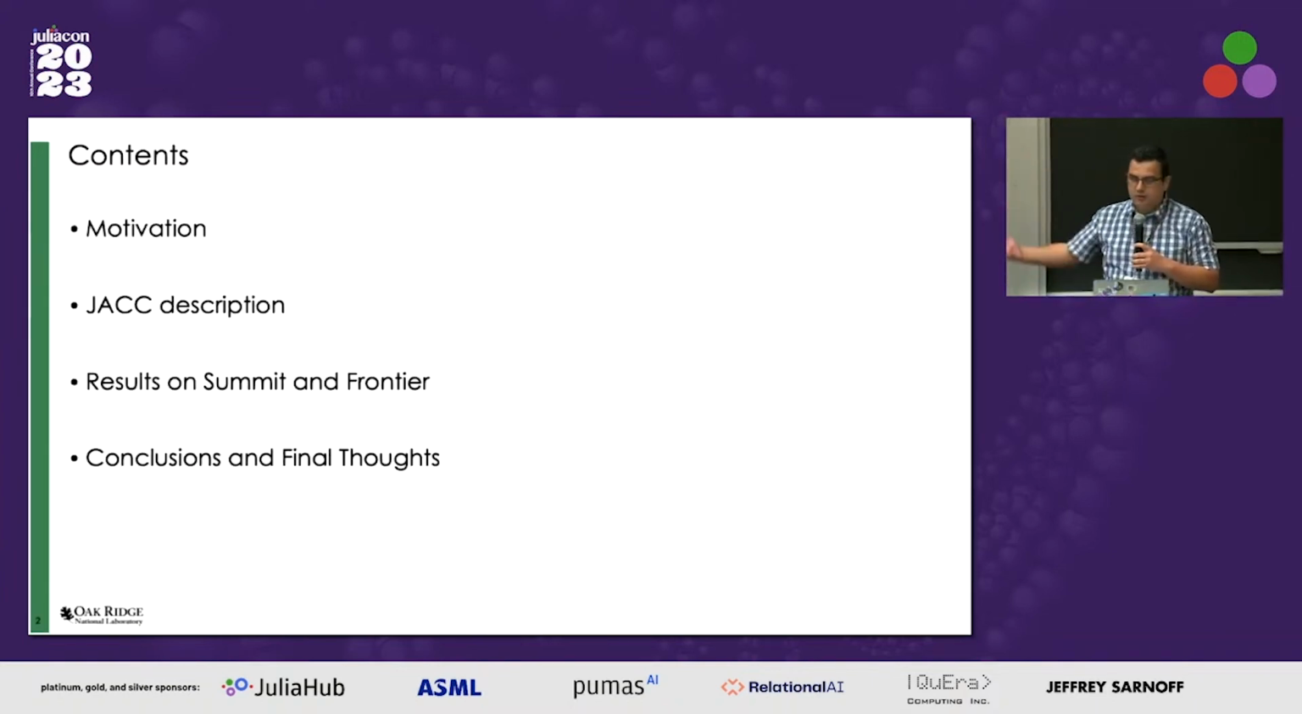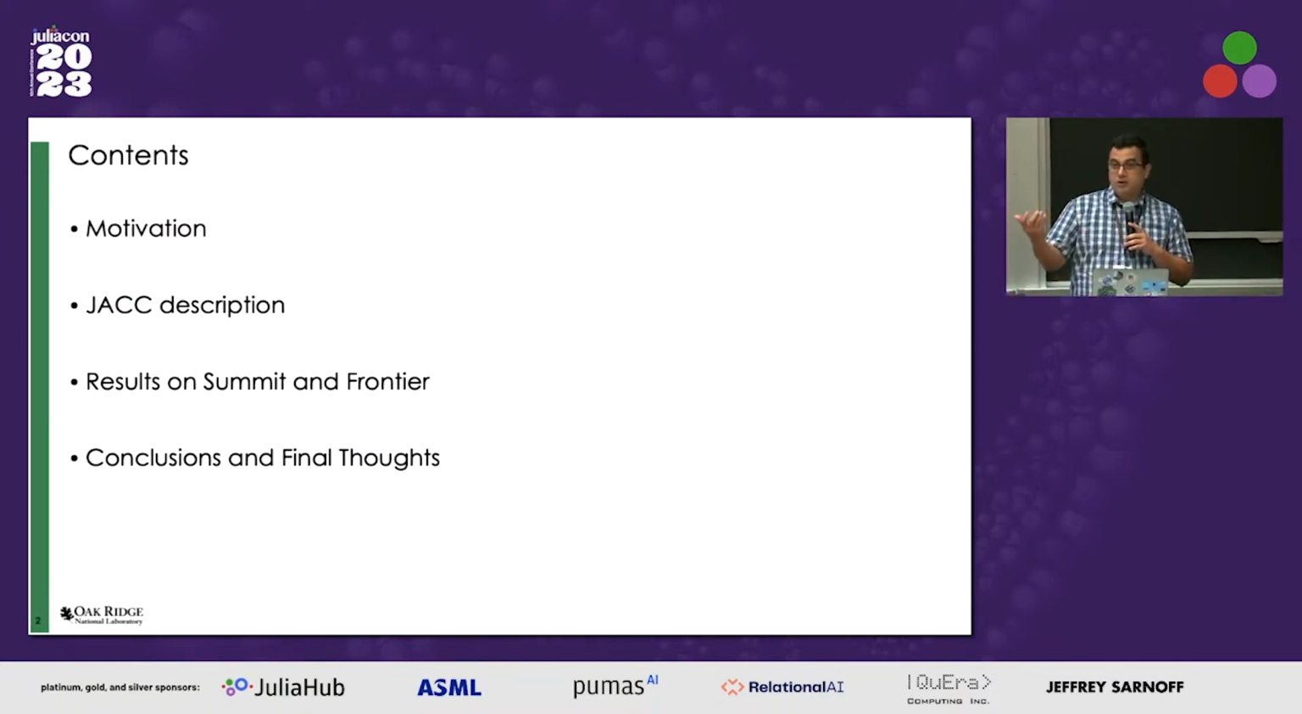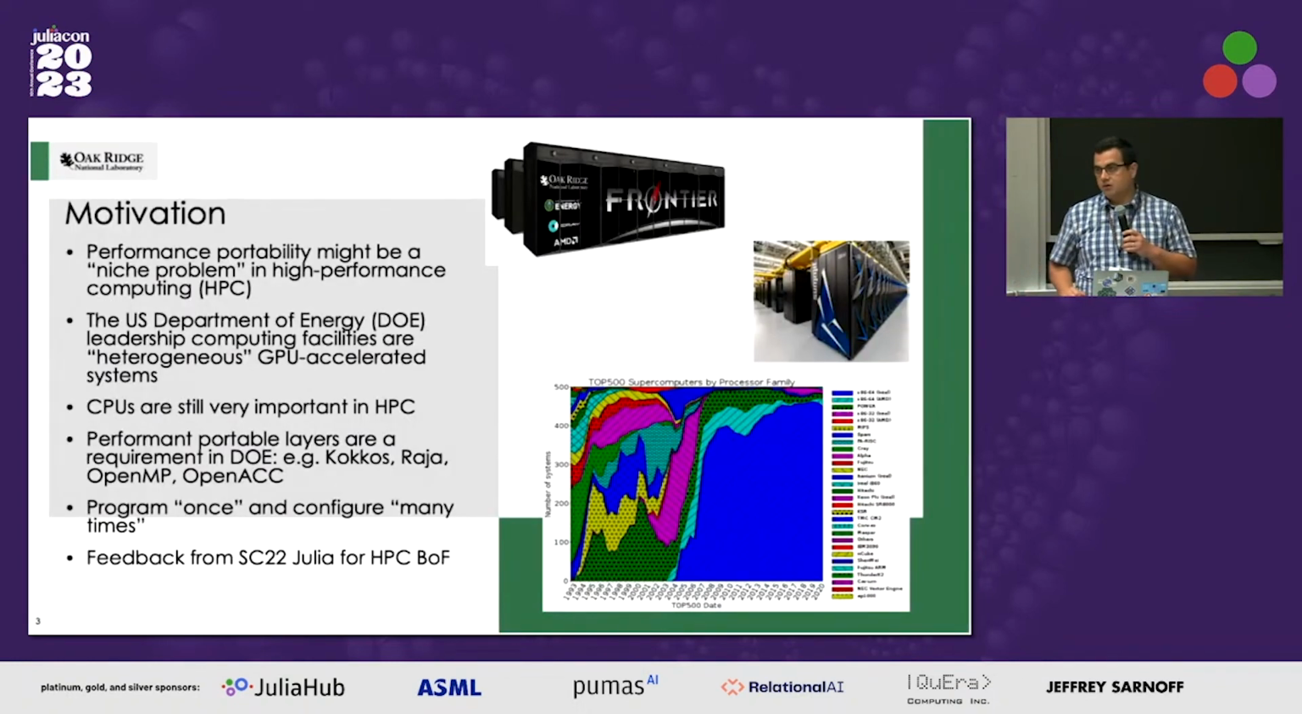This is the overview of my talk: the motivation, why we're doing what we're doing, some description of the package, and how new Julia features are helping us work on this. I'm going to show some results on our supercomputers Summit and Frontier, and finally the conclusions and final thoughts. By the way, I'm part of the Julia for HPC community, so check it out. We had a presentation yesterday too.